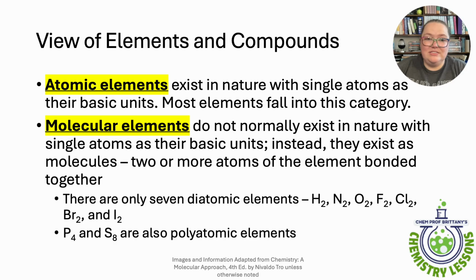There are 7 diatomic elements, which are hydrogen, nitrogen, oxygen, fluorine, chlorine, bromine, and iodine. I'm going to show you on the next slide about that. But there are also 2 other elements that exist as molecules that are not just 2 of them, which is phosphorus and sulfur. Phosphorus appears as P4 in nature and sulfur as S8 in nature.